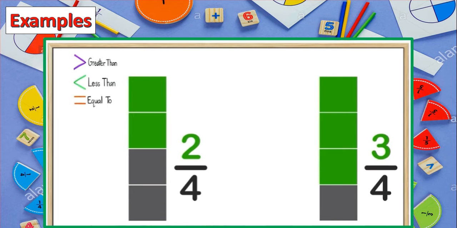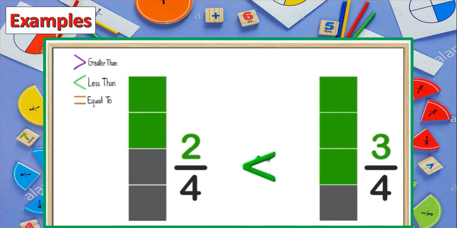Each of these rectangles is divided into 4 parts because the denominators are 4. The left fraction has 2 spots that are colored green and the right fraction has 3 spots that are colored green. Looking at the 2 models, can you tell me which one is bigger or has more green? Yes, the fraction on the right.